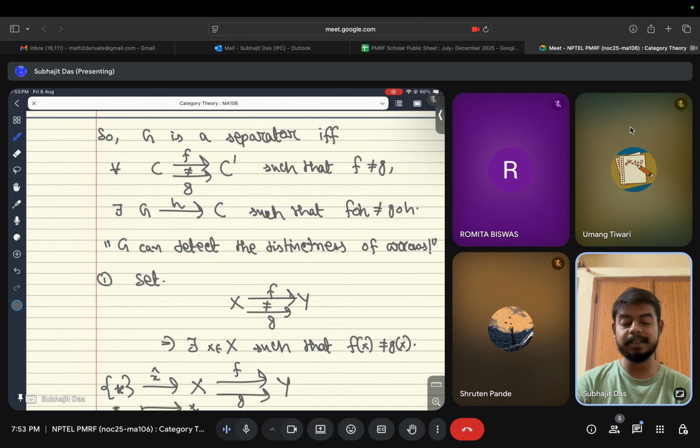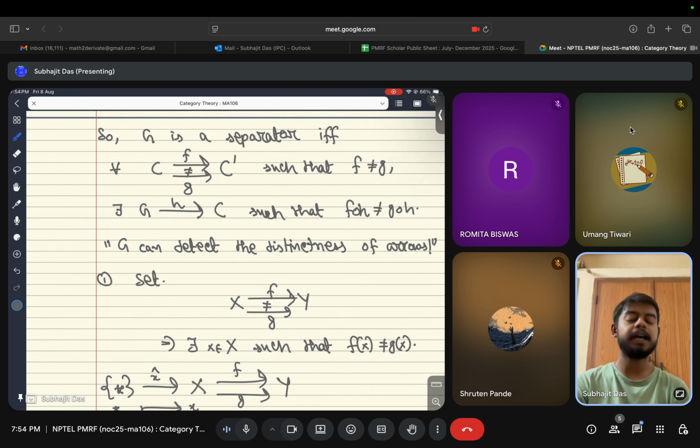An object is not a separator means that if you take two distinct arrows, there is no arrow from G to C such that F composed H is not equal to G composed H, which means that for all arrows H from G to C, F composed H should be equal to G composed H. So if some object in a partially ordered set is not a separator, that means if you take two distinct arrows F and G, then all arrows from that object to C when composed with these two distinct arrows give you the same arrow. That is what it means.